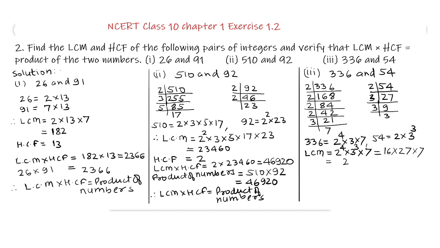We write 2 and carry 11. 16 times 2 is 32 plus 11 is 43. 432 multiplied by 7. 7 times 2 is 14. We carry 1. 7 times 3 is 21 plus 1 is 22. We carry 2. 7 times 4 is 28 plus 2 is 30. So our LCM is 3024.